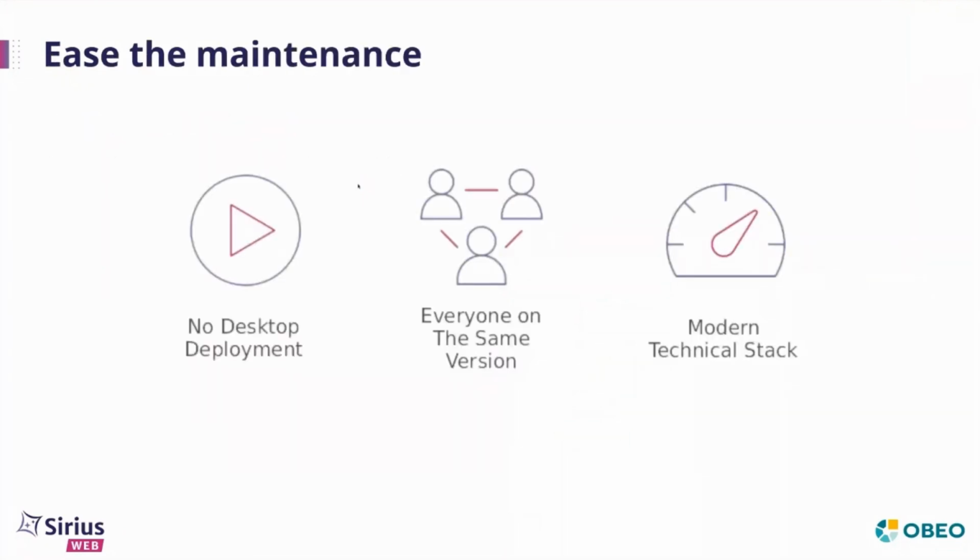So if I recap, for the toolsmith, Sirius Web brings major improvements to the exploitation and maintenance of modeling environments. With its web-based platform, there are no more desktop deployments, ensuring everyone operates on the same version. Developers benefit from a modern technical stack, leading to better performance and scalability. And the web-based approach also enables seamless collaboration. So overall, Sirius Web simplifies maintenance and provides a unified, up-to-date platform for the users.